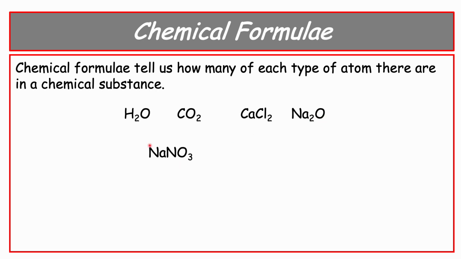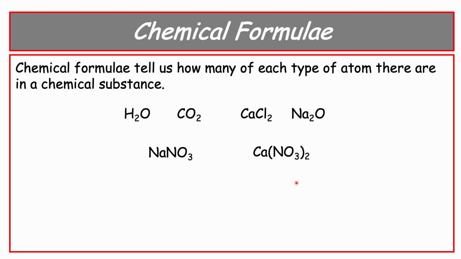Sodium nitrate has 1 sodium atom because there's no number immediately following the sodium. We've got 1 nitrogen and 3 oxygens, because that 3 is directly behind oxygen, so it applies only to the oxygen. So there's 1 sodium, 1 nitrogen, but 3 oxygens.